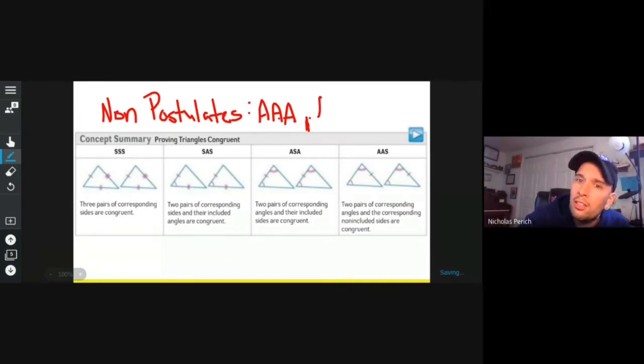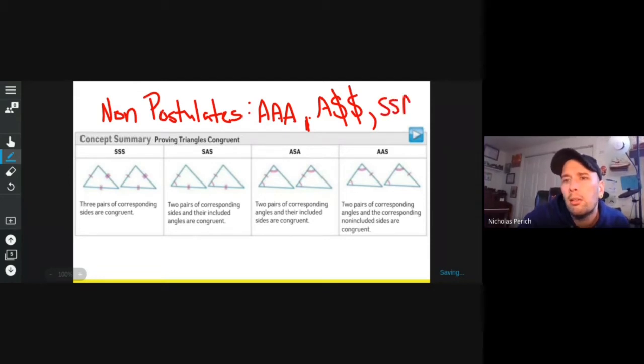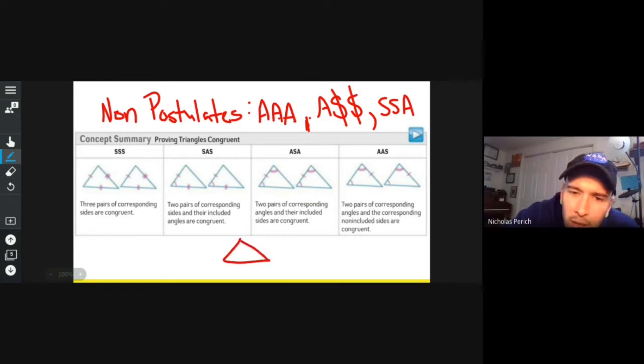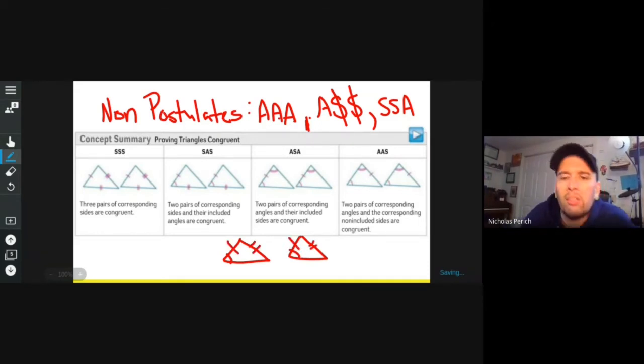Another one that doesn't exist is the curse word. So to keep my job, I'm going to write this out. That could also be written out as SSA. Those don't exist. So if you find an angle with a side and a side, now what these 2 are saying is a picture where maybe you have 2 triangles that look like this. You have an angle and an angle that match up. You have a side and a side that match up, and then a side and another side that match up. I can't use this to prove that 2 triangles are congruent. So those guys don't exist.